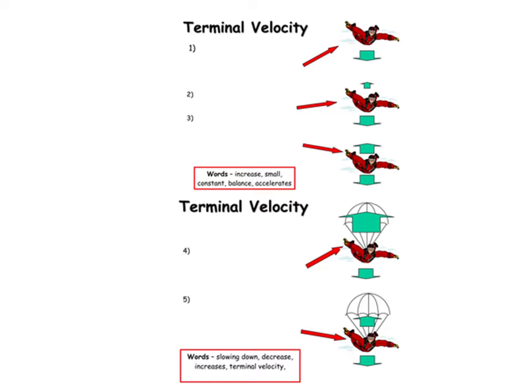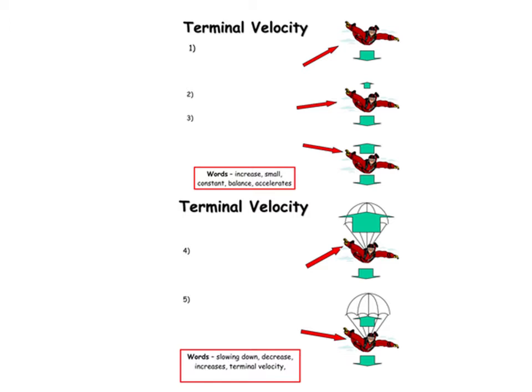Now he pulls the parachute, and the parachute opens up and catches more air. So look how big the arrow got. The force from the air is now greater than the force of gravity pulling him down. That's not going to cause him to go up in the air. It's going to cause him to change his velocity. He's going to slow down. He's going to accelerate, negative acceleration.